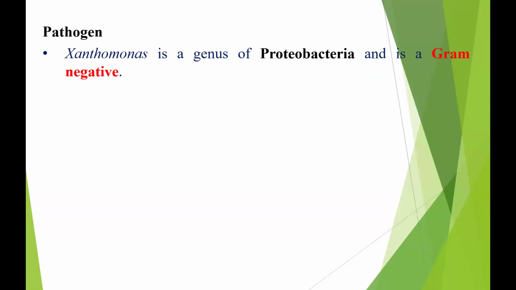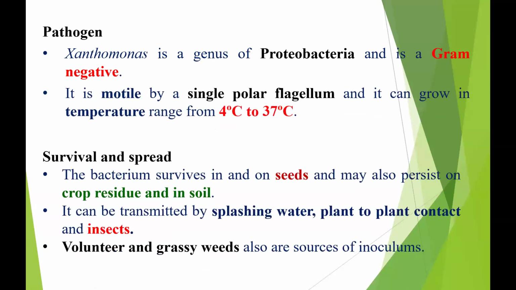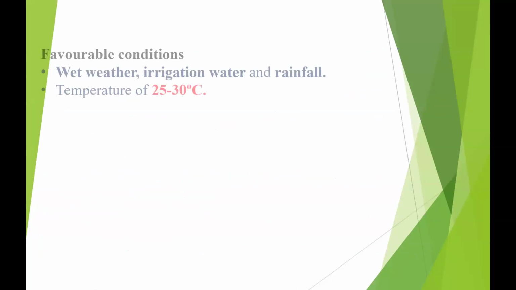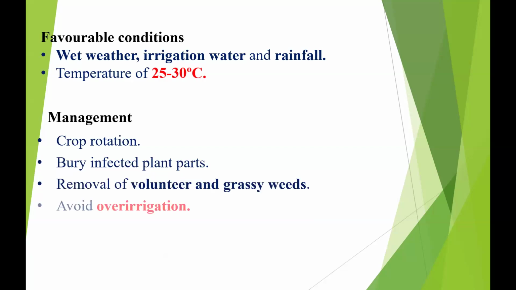The pathogen is a proteobacterium and is gram-negative and a non-spore forming bacterium. It is motile, as we can see in the previous slide. It has a single polar flagellum. It can grow in a temperature range of 4 to 37 degrees Celsius. Survival is in seeds, crop residues, or in soil. Transmitted by splashing water, plant to plant contact, and insects. Volunteer and grassy weeds are also a source of inoculum. Favorable condition is wet weather, irrigation water and rainfall. Temperature is 25 to 30 degrees Celsius.